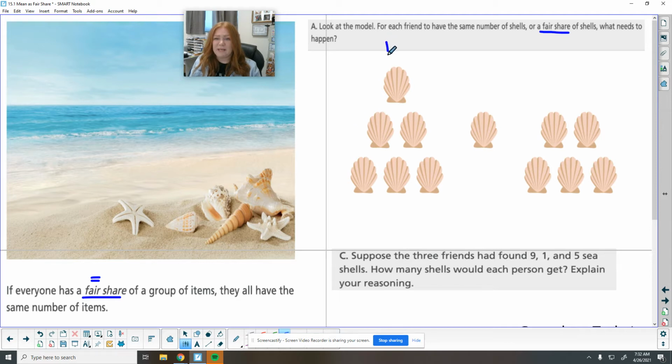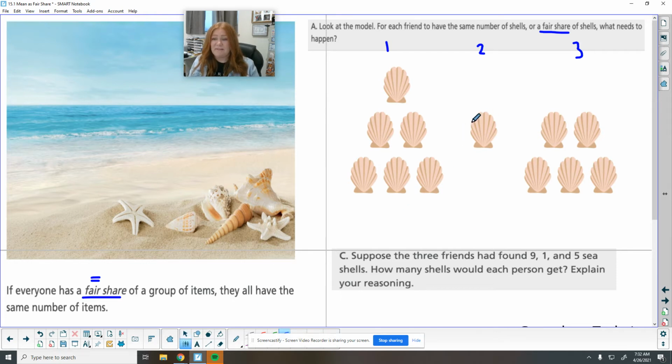So friend 1 collected 6 shells. Friend 2 only found 1, and friend 3 found 5 shells. So they all want to share them, right? Maybe they're working together as a team. Said, right, we'll all collect them and then we'll break them up so everybody gets the same amount. So what do we need to do here to make it so that everybody gets the same amount here?